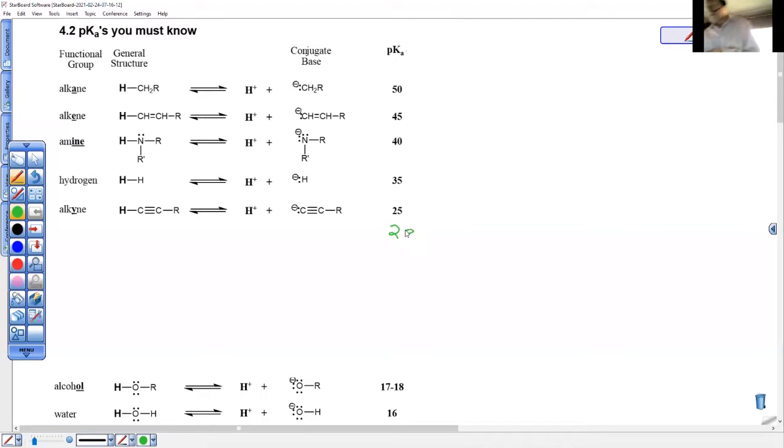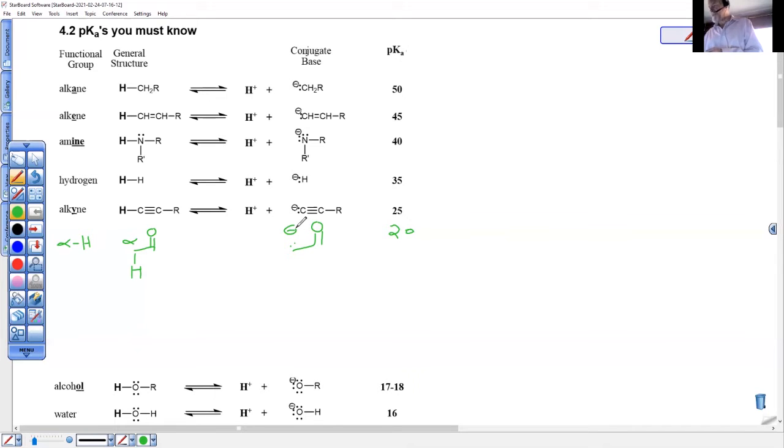20 for molecules where there's a carbonyl and an adjacent carbon with an H. And we called that alpha. So alpha H. And that was pKa 20. And you get this species here with it, which is called an enolate.